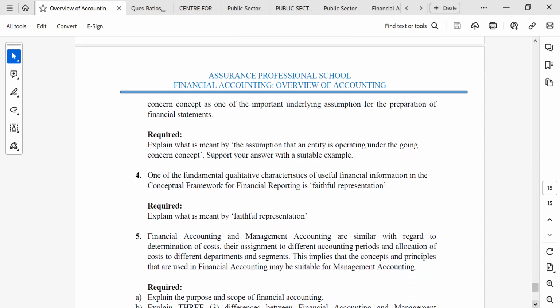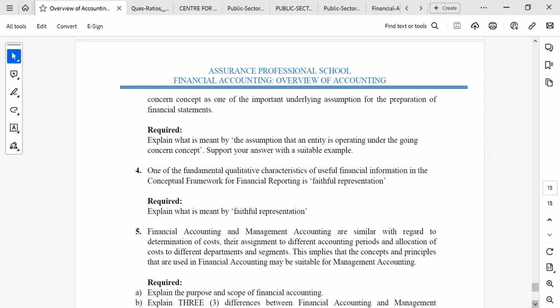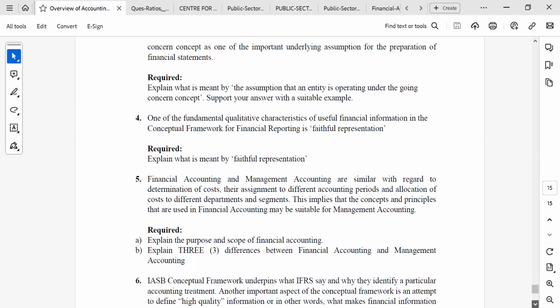Let's come to the other question. Okay, one of the fundamental qualitative characteristics of useful financial information in the conceptual framework for financial reporting is faithful representation. Explain what is meant by faithful representation. What do we mean by faithful representation? Faithful representation. Yeah, answer.